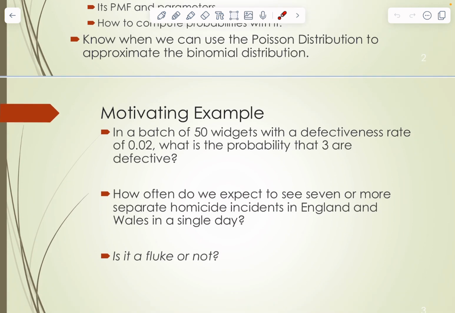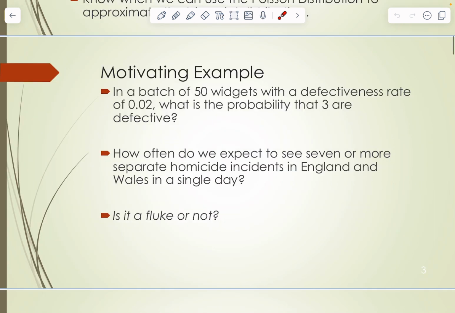I want you to consider two examples. One might be in a batch of 50 widgets with a defectiveness rate of 0.02. What is the probability that 3 are defective from a batch of 50? Is that likely? Unlikely? How often do we expect 7 or more separate homicide events in England and Wales in a single day? Is that unusual? If it's unlikely, how unlikely? And how warranted is it to prepare for 7 homicide incidents?